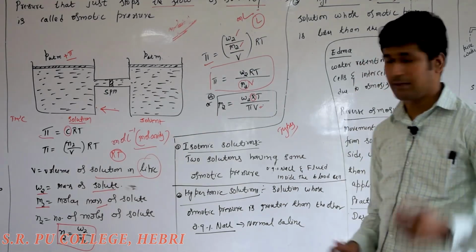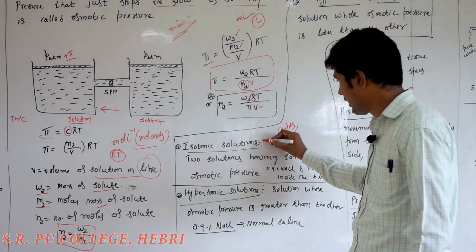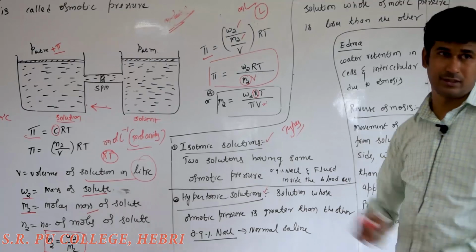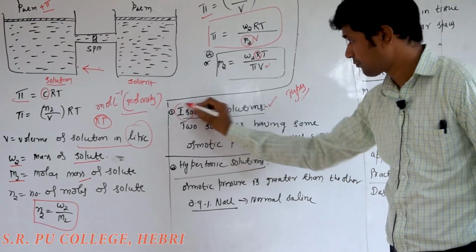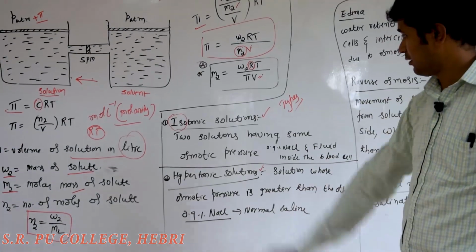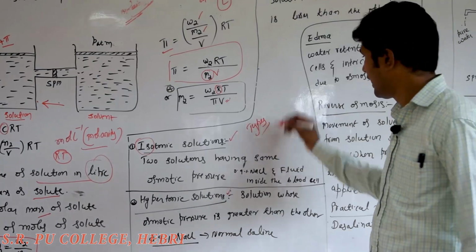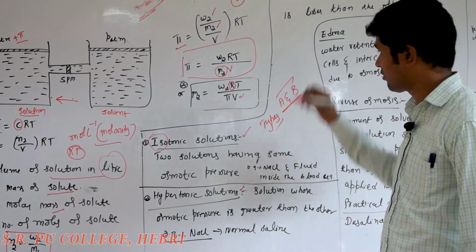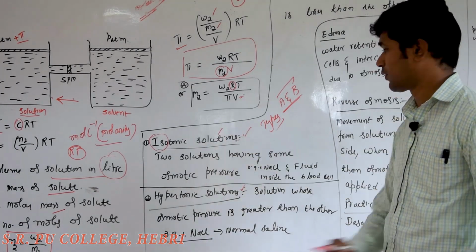So based on the osmotic pressure of two solutions, we classify the solutions into isotonic, hypertonic and hypotonic solutions. So what are isotonic solutions? Iso means same. In isotonic solutions, the osmotic pressure of two given solutions is the same. If you have taken two solutions A and B, and the osmotic pressure of both these solutions is the same, then they are known as isotonic solutions.